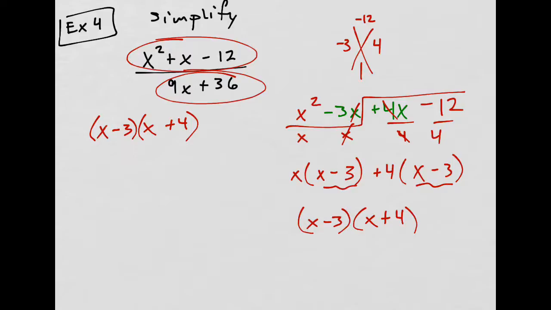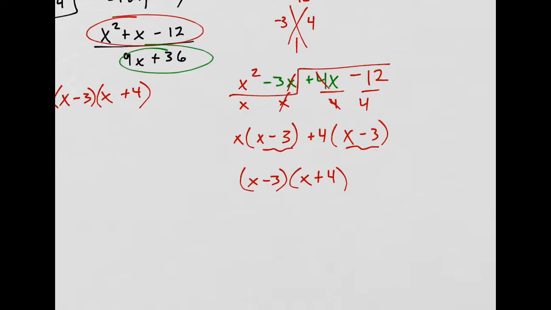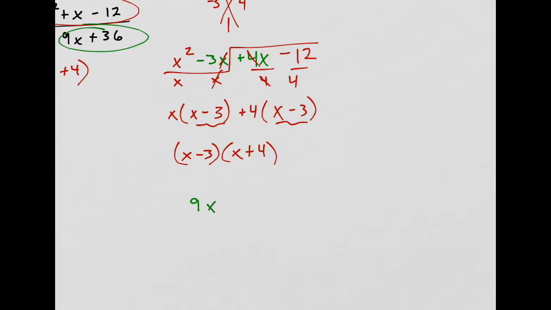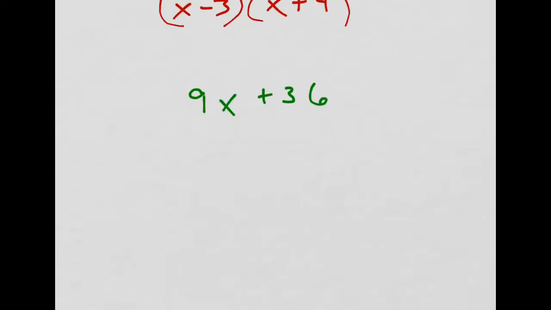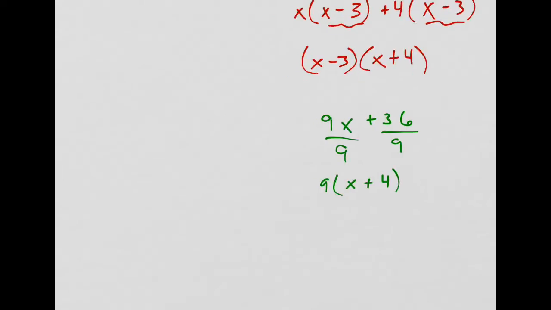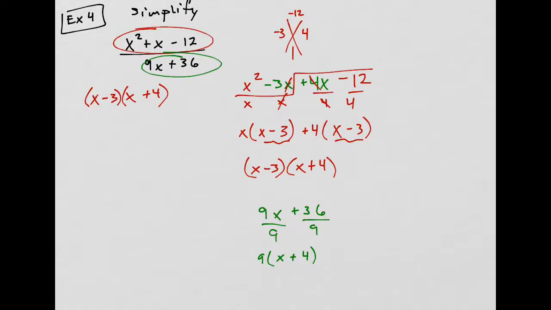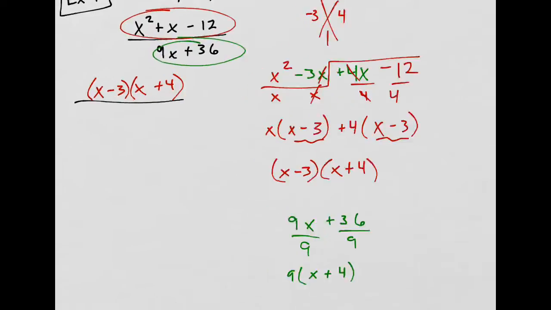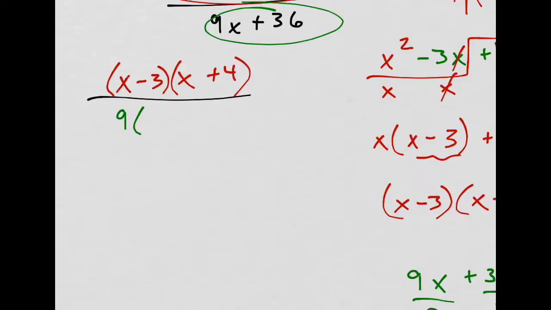Then I have to factor the bottom. Well, I'll do that in green. 9x plus 36. How do I factor that? The only thing I can do is divide by what's in common. I can divide by 9. So I'll take a 9 out. x plus 9 times 4 is 36. That's all I can do for that. So on the bottom, I have 9 times quantity x plus 4.